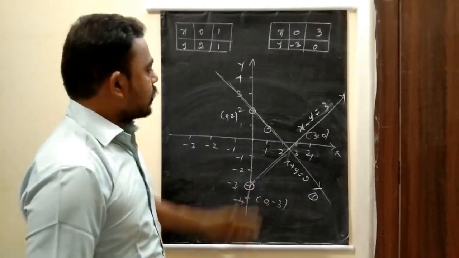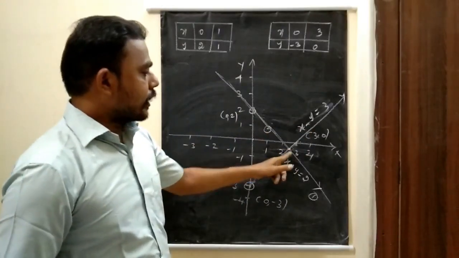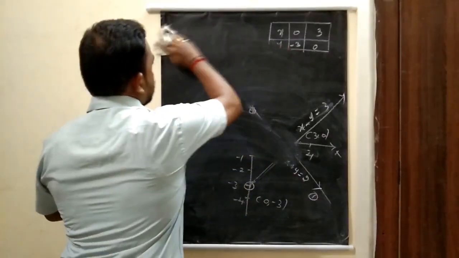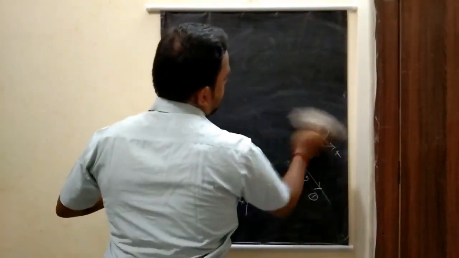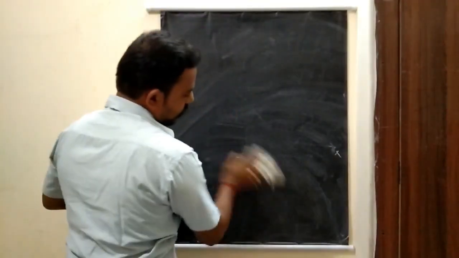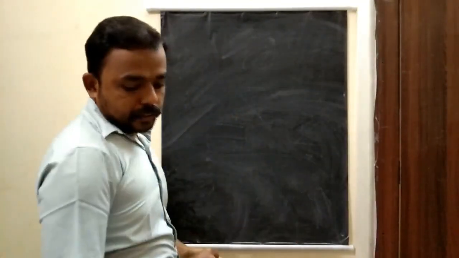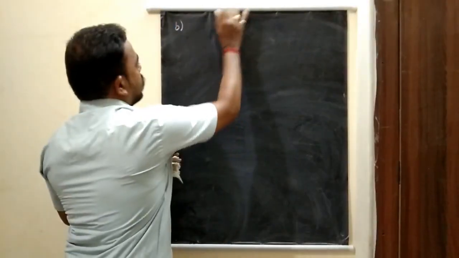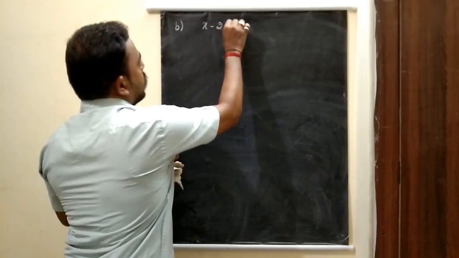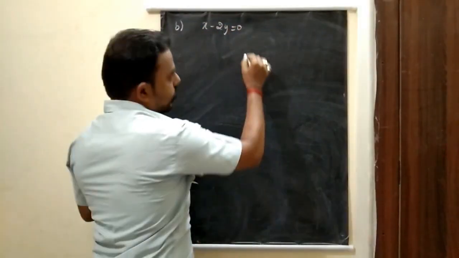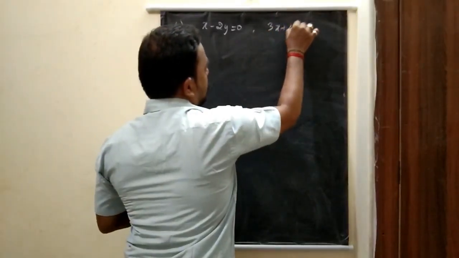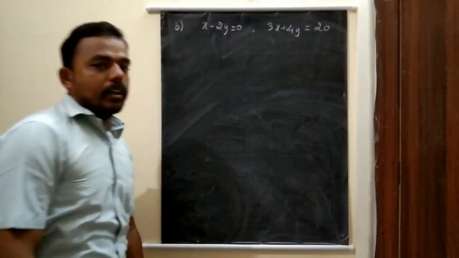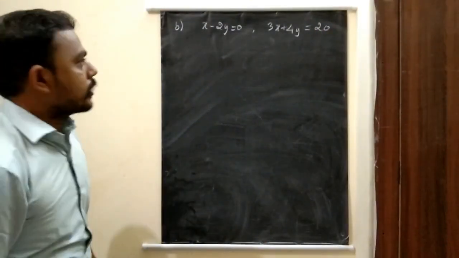Now you may analyze the 2 lines. They intersect at only one point. In the same way, second: x minus 2y equal to 0, comma, 3x plus 4y equal to 20. The same situation, draw the linear graph in a single graph sheet.